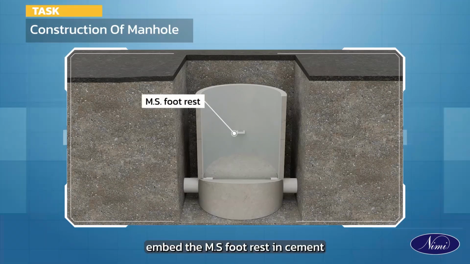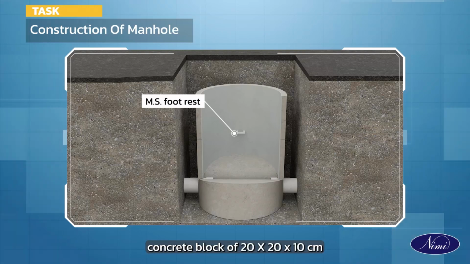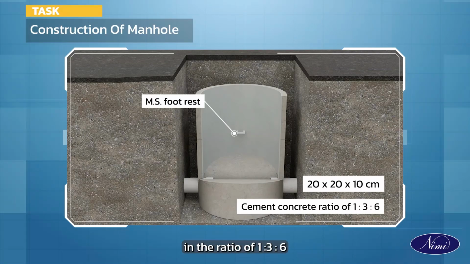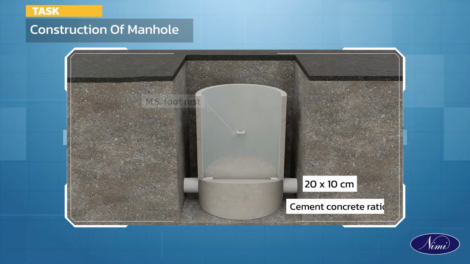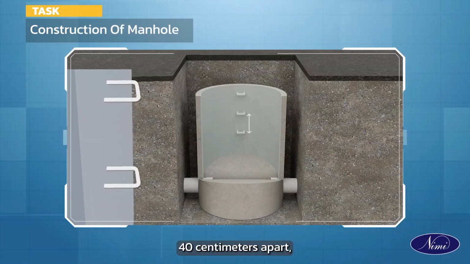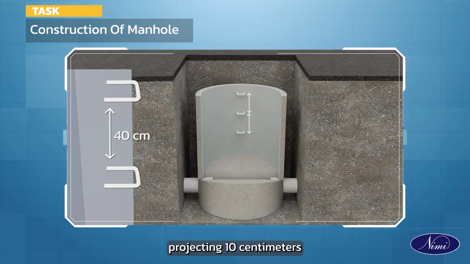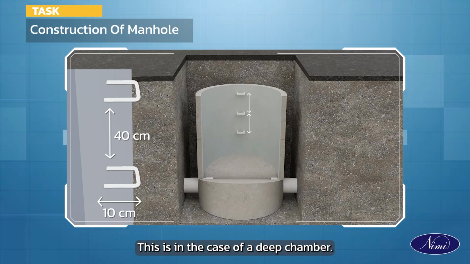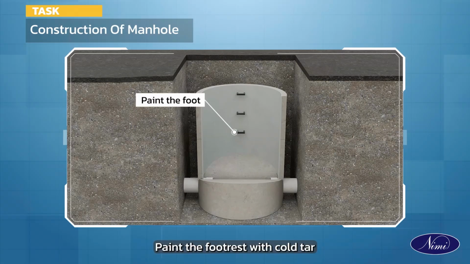Embed the MS footrests in a cement concrete block of 20 by 20 by 10 cm using cement concrete in the ratio of 1:3:6. Fix the footrests 40 cm apart, projecting 10 cm beyond the surface of the wall. This is in the case of a deep chamber. Paint the footrest with coal tar.